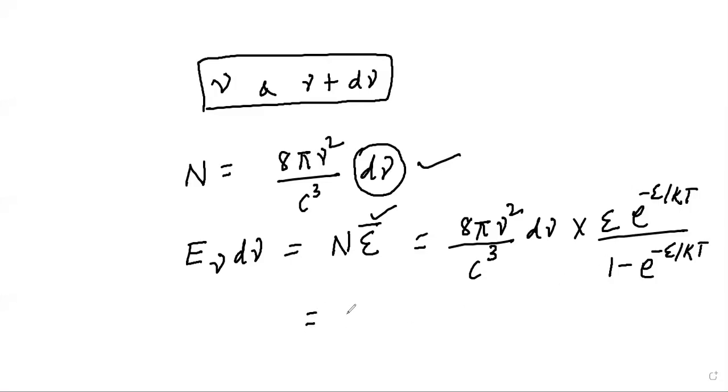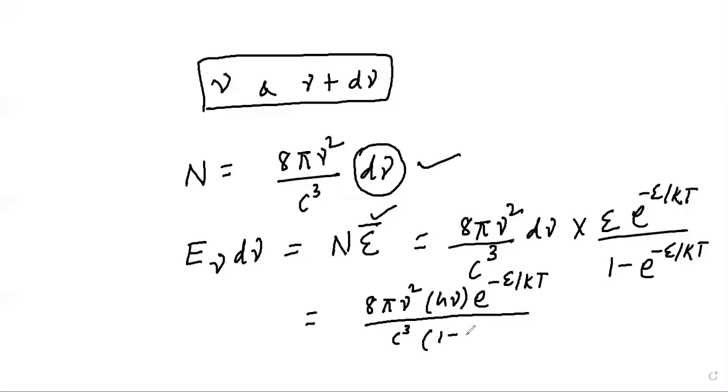So here we can rewrite it as 8 pi nu square, and then h nu e to the power minus E by kt divided by c cube, 1 minus e to the power minus E by kt, d nu, right? So here we just substituted the value of E, this E is h nu, and then the whole thing we wrote, okay, fine.